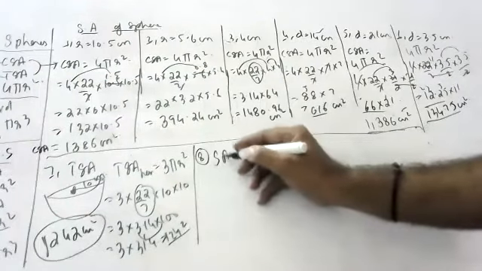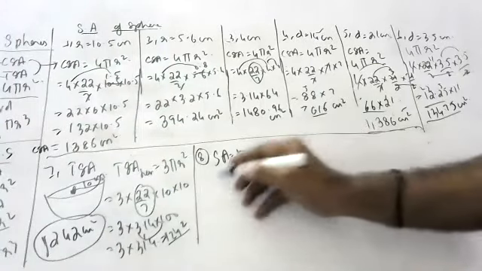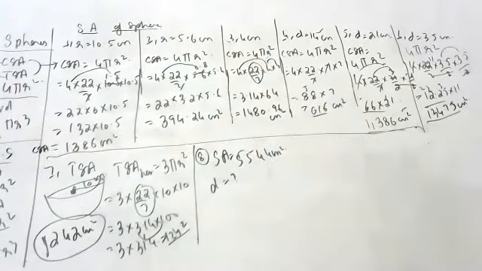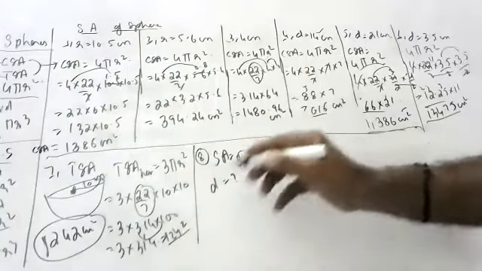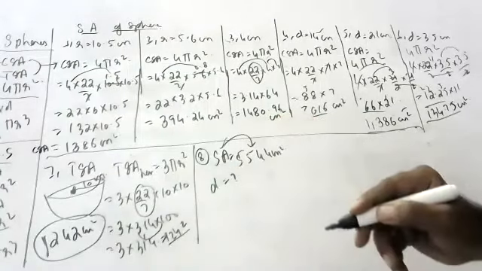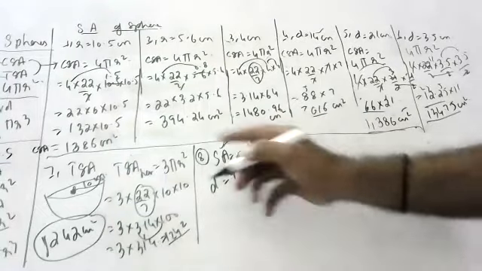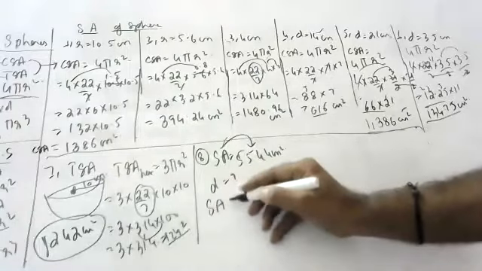The surface area of a sphere is 5544 centimeters square. Find its diameter. Okay, Srijita, you tell me, surface area is given 5544. What is its diameter? Surface area of sphere formula: 4 pi r square.